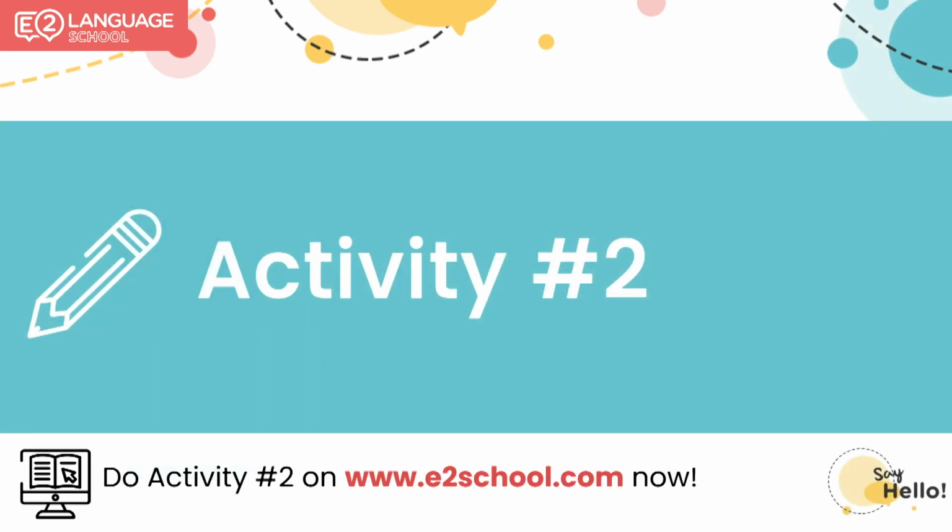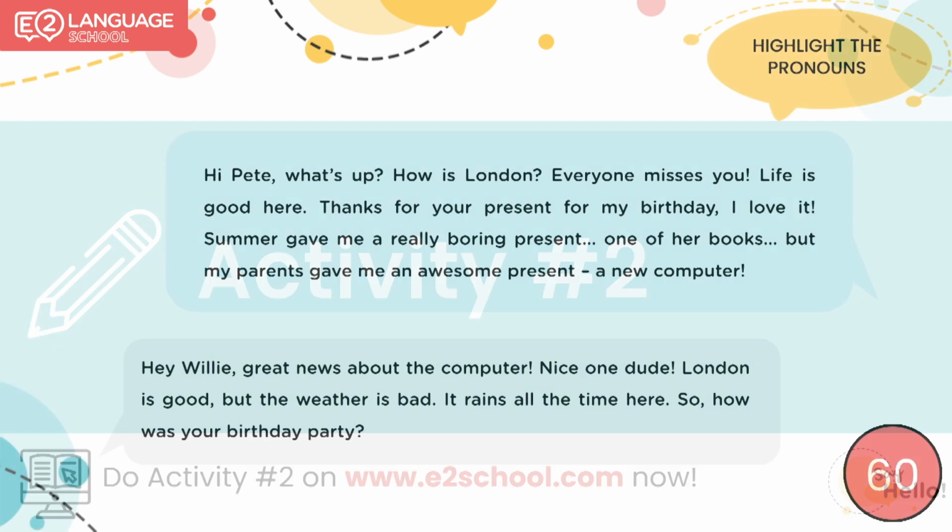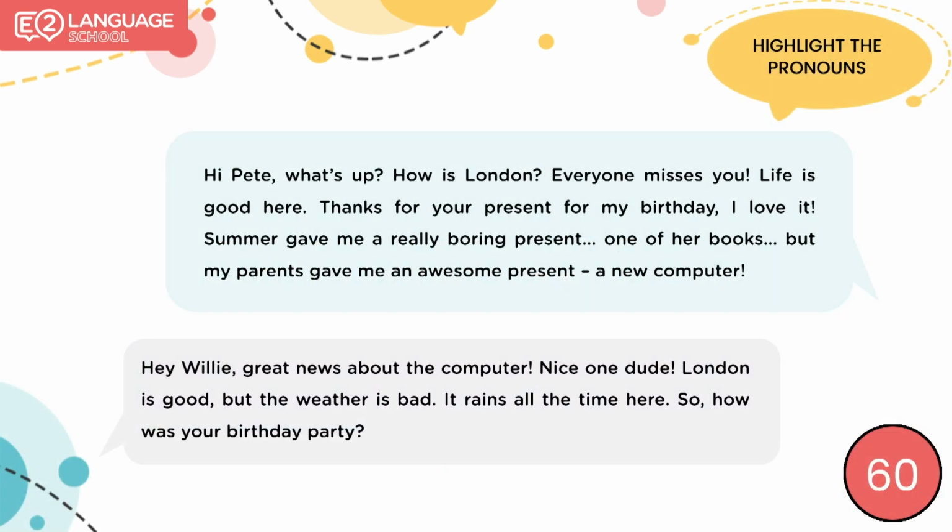Okay, time for our second activity. If you're on E2 school, you can do this below the video. Okay, so here, Willie is writing to his friend Pete. I want you to highlight all the pronouns you can find in this conversation. So, subject pronouns, possessive pronouns, object pronouns, indefinite pronouns. You have 1 minute to do this activity. Your time starts now.